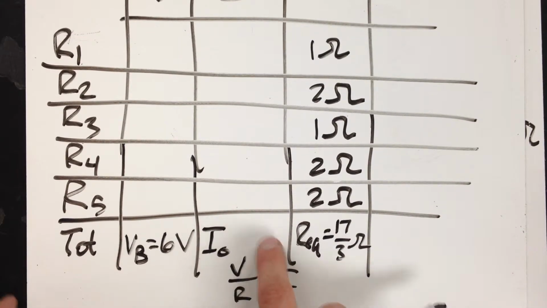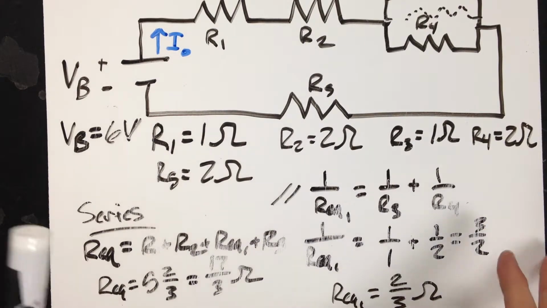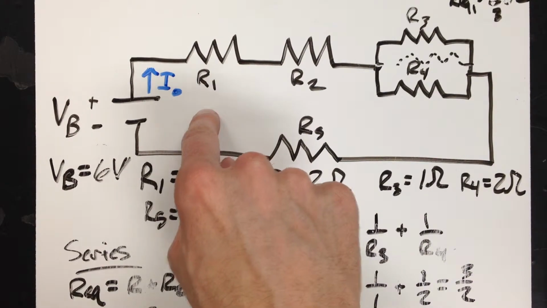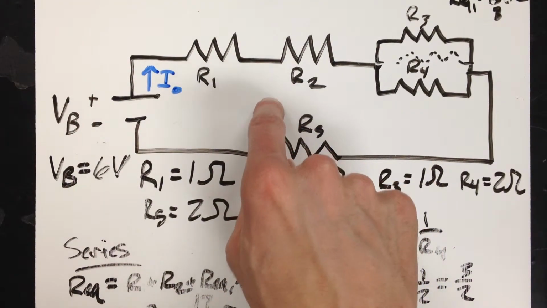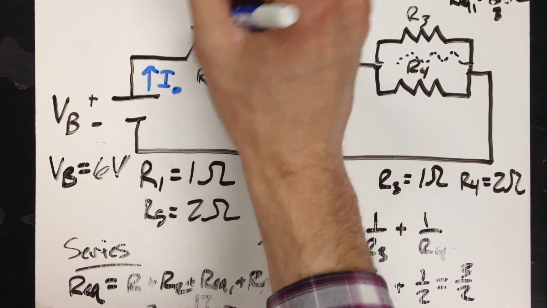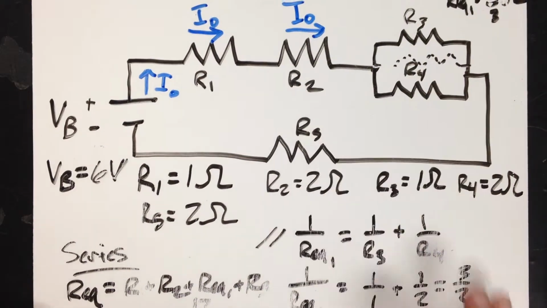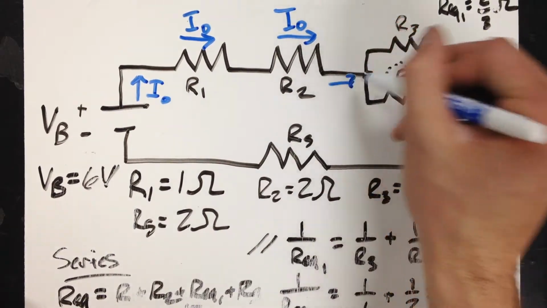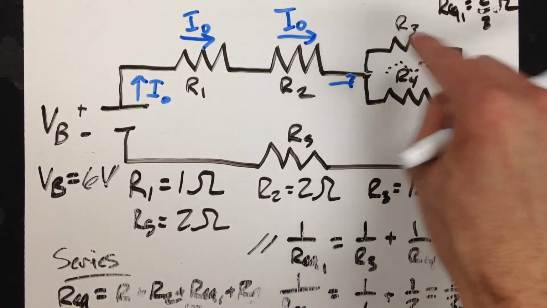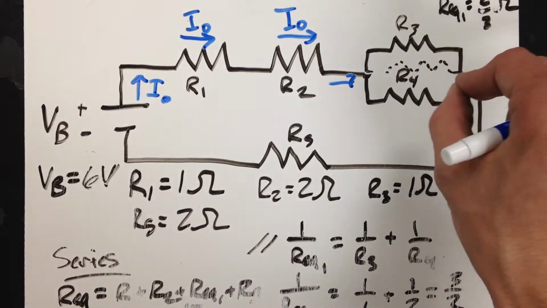Now, you know I0 is coming right off the battery, and there's nowhere for it to go but into R1 and then into R2. So by the junction rule, I now know the current through R1 and I know the current through R2. Now that current goes in right here and it splits. How does it split? Well, I don't know. I don't know how much current goes through R3 and I don't know how much current goes through R4. But I know how much current goes out of that junction.